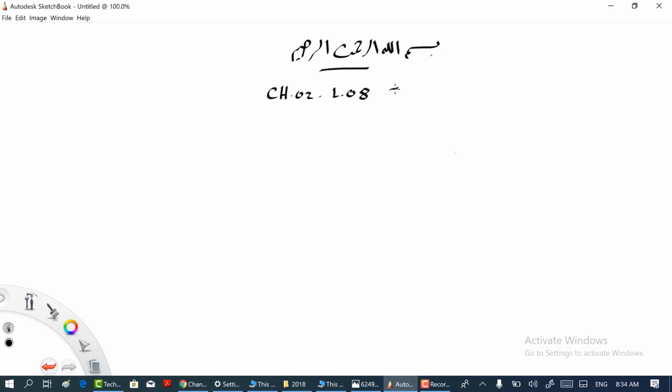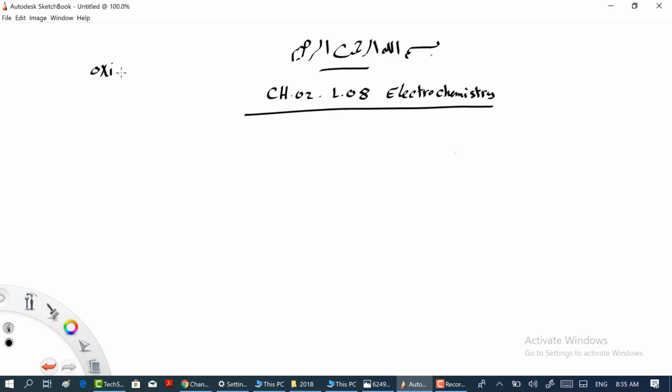Today inshallah we are going to talk about electrochemistry. Firstly, the concepts that we are going to talk about: oxidation, chapter 18 in Zumdahl, oxidation number, oxidation reduction, electron transfer, then talking about electrolysis.